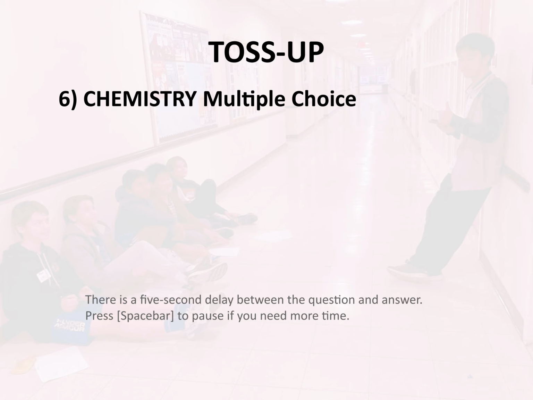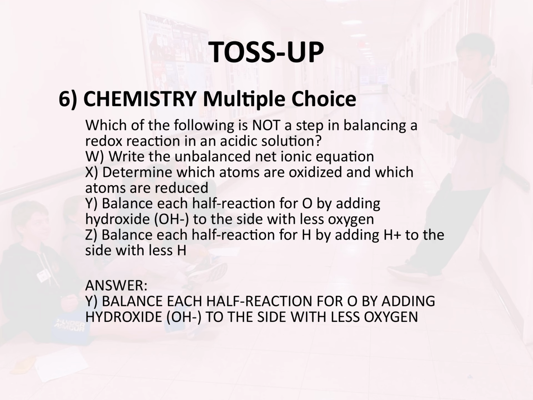Y. Balance each half reaction for O by adding hydroxide OH- to the side with less oxygen. Z. Balance each half reaction for H by adding H+ to the side with less H. Answer. Y. Balance each half reaction for O by adding hydroxide OH- to the side with less oxygen.